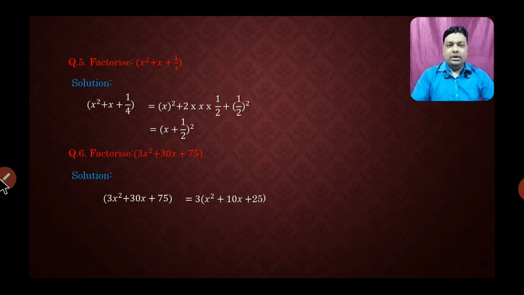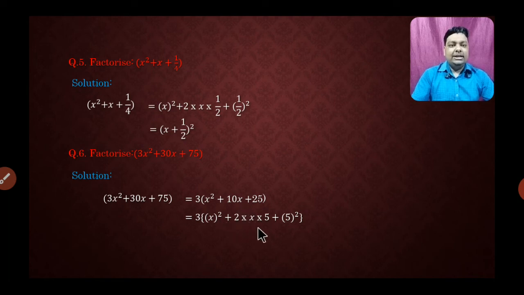Okay, so let's see. At first, here x square means x to the whole square, plus at first the last term, 5 to the whole square. Now a is x and b is 5. So in between, 2ab. 2 into a, which is x, b will be 5. 2 into 5, 10x.